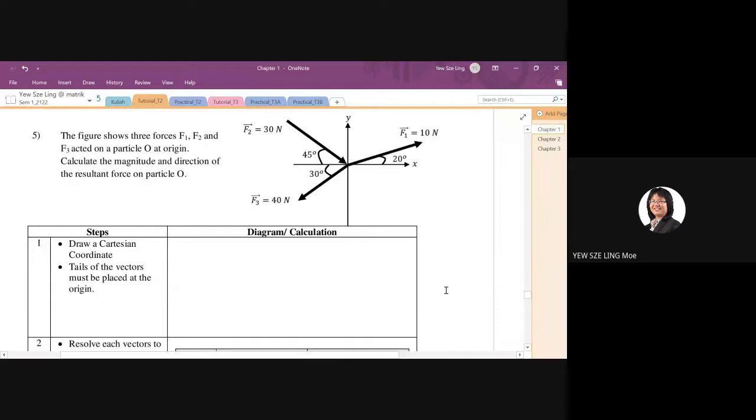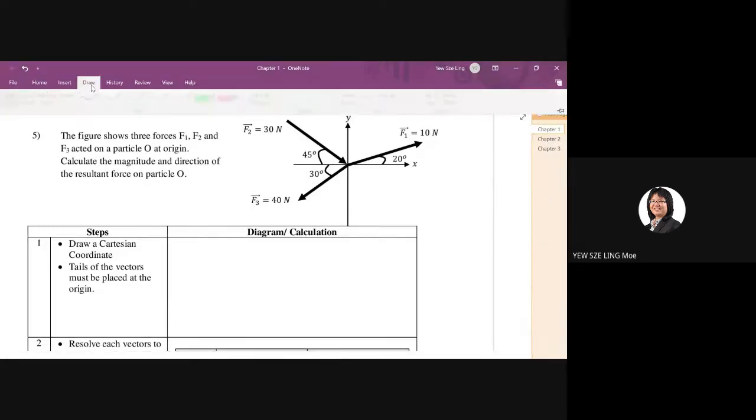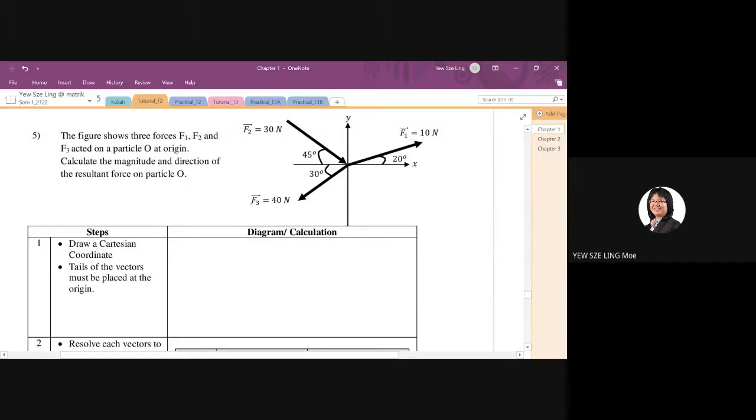Alright, so we're going to try a new question today. Now, it looks very similar to the one that we tried yesterday, but if you notice, there is a slight difference in the second vector, which is F2. The figure shows three forces, F1, F2, and F3, acting on a particle O at the origin. Calculate the magnitude and the direction of the resultant force on particle O.